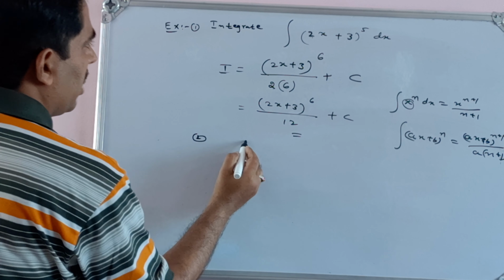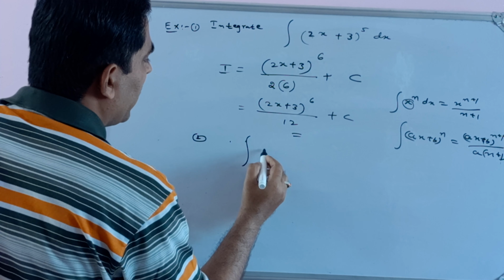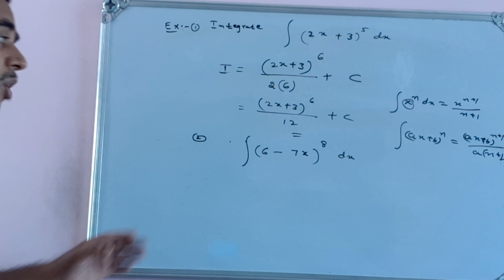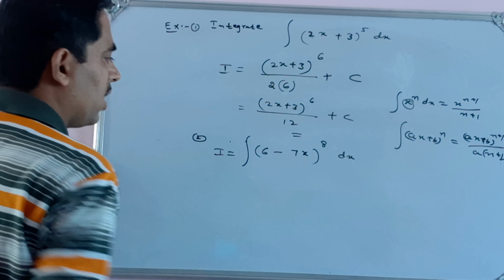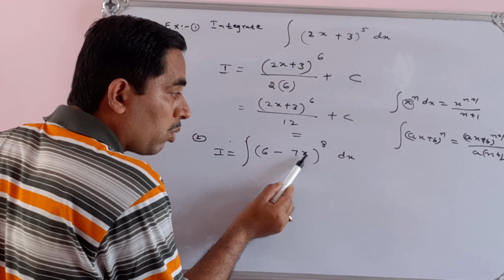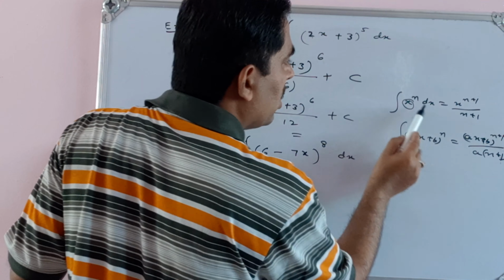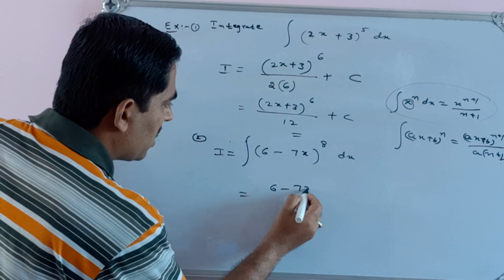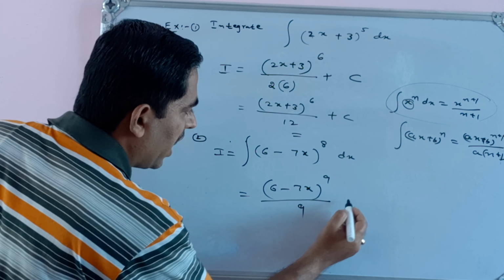Let me write another one. Integrate 6 minus 7x whole to the power of 8. Let me call this I. Observe carefully, this is also a binomial. Whatever the binomial may be, observe the coefficient of x and use this formula only. So that is 6 minus 7x whole to the power of n plus 1, that is 8 plus 1, 9, divided by 8 plus 1, that is 9, plus C.